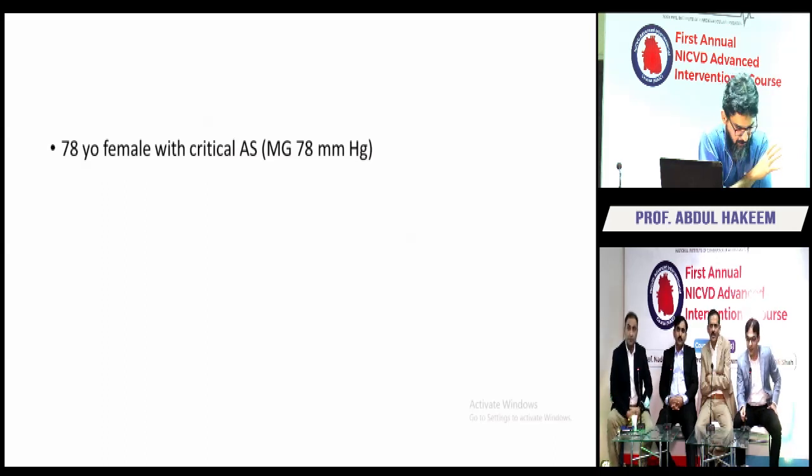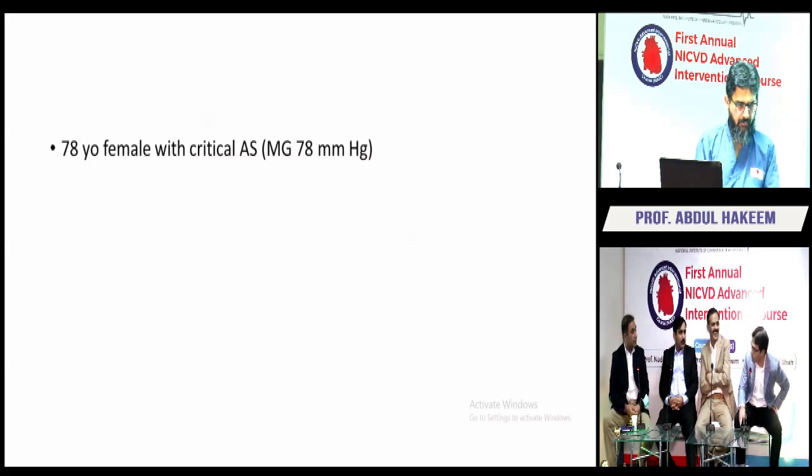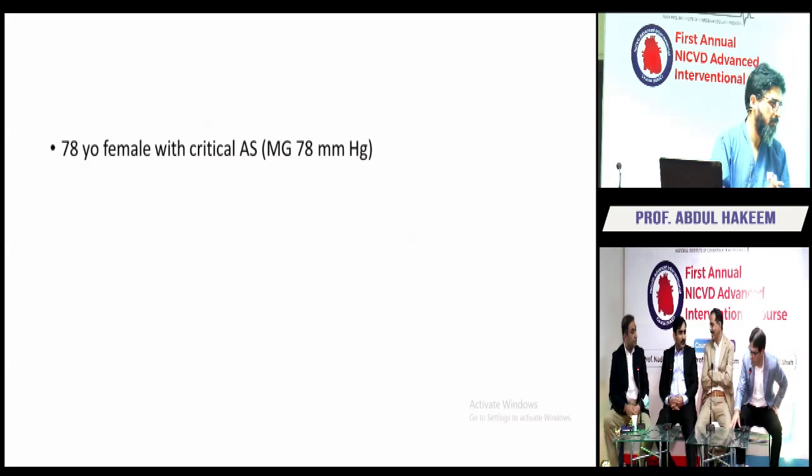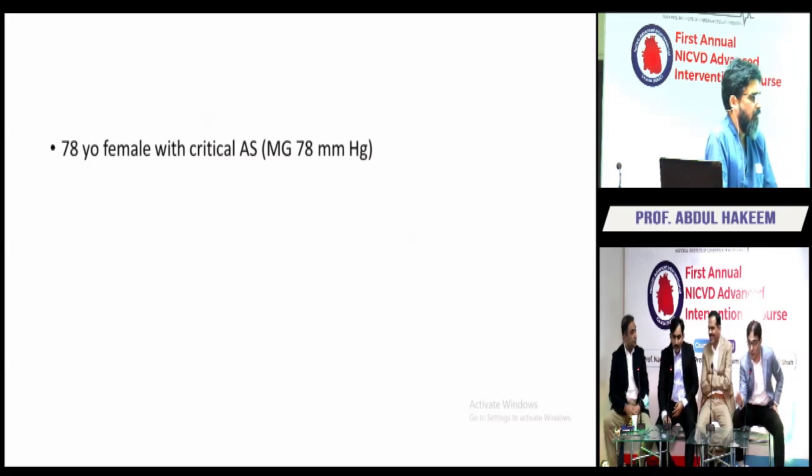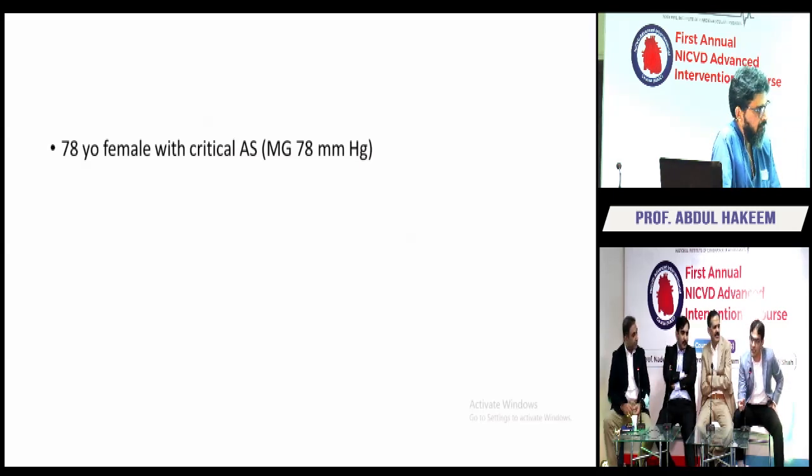Just for the sake of discussion, it's very common to see this in an elderly, petite lady with a small LV cavity. That's why it's called low flow, normal gradient, severe aortic stenosis. That's what you see in a petite, elderly lady with a small LV cavity. And sometimes you may be thrown off by seeing a 30 millimeter gradient instead of more than 40. But in those patients, you have to look at the other criteria.